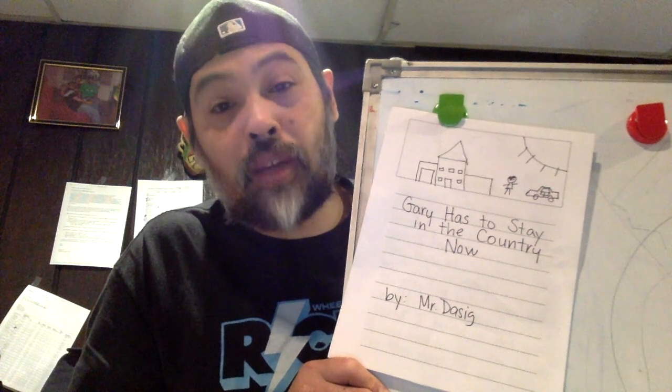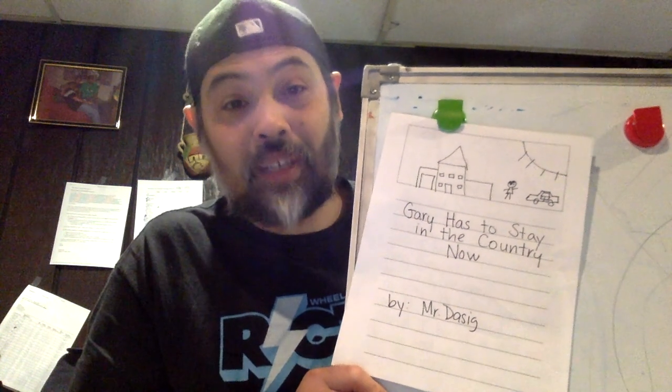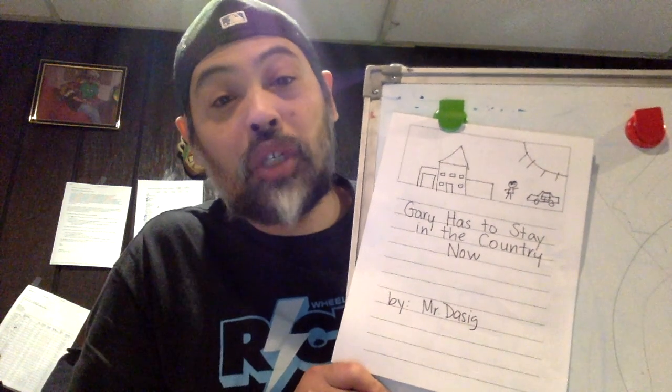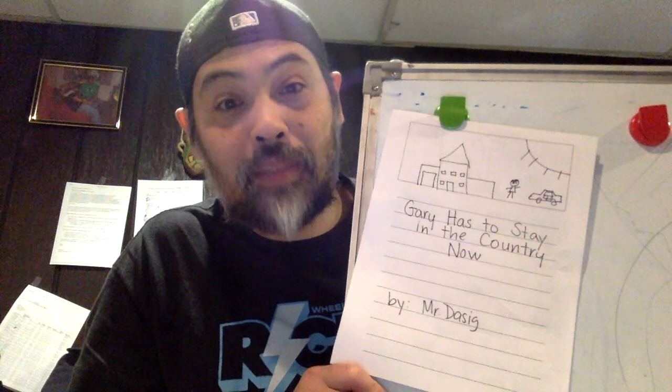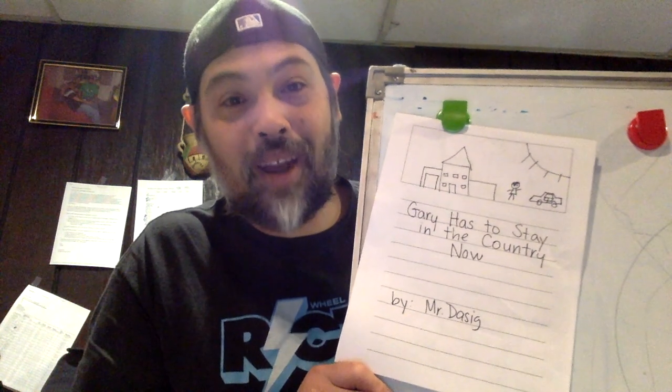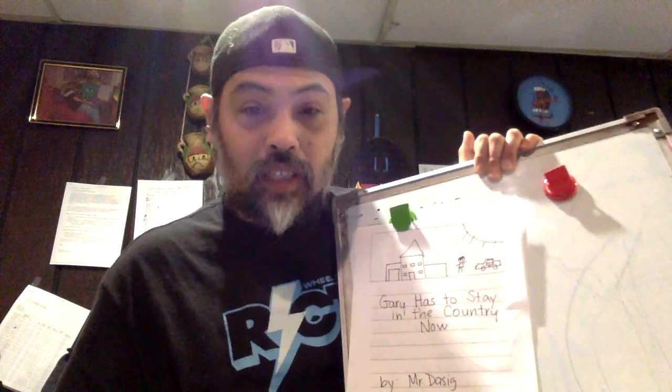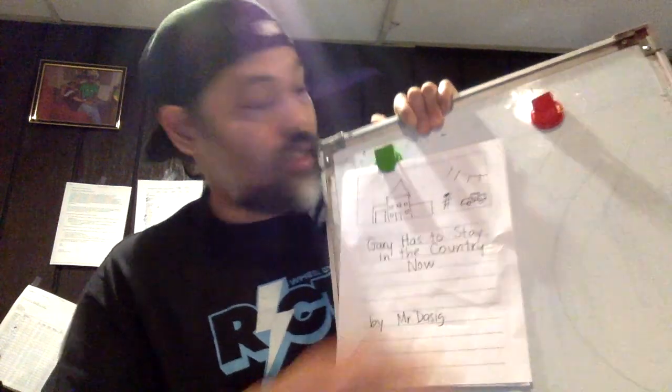So, I'm going to read you part of the book I'm writing called Gary Has to Stay in the Country Now. And I'm going to show you how I add dialogue to my story. All right? Gary Has to Stay in the Country Now by Mr. Dasig.